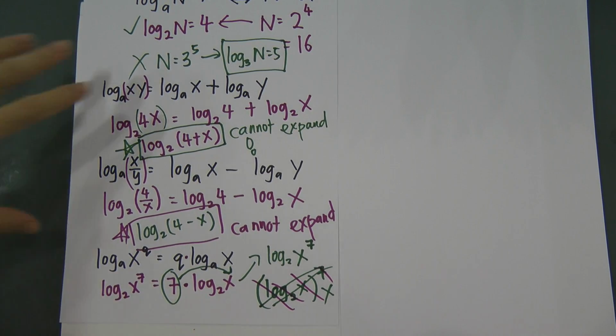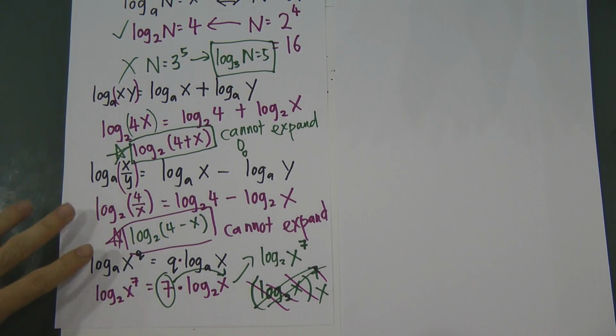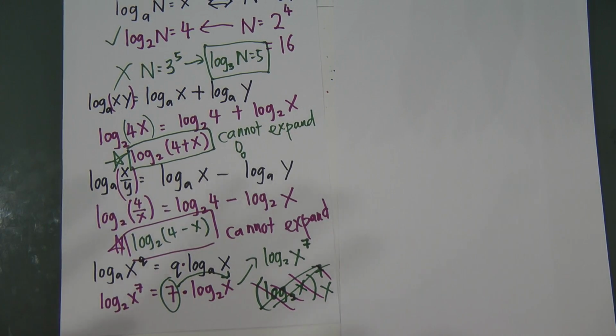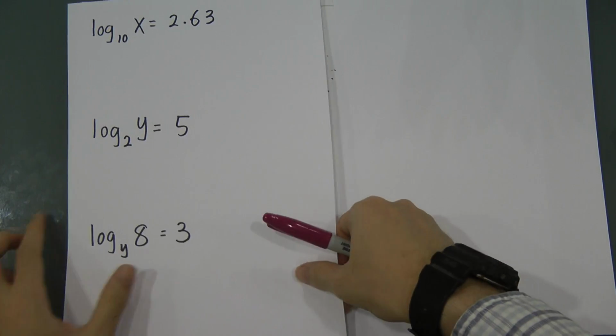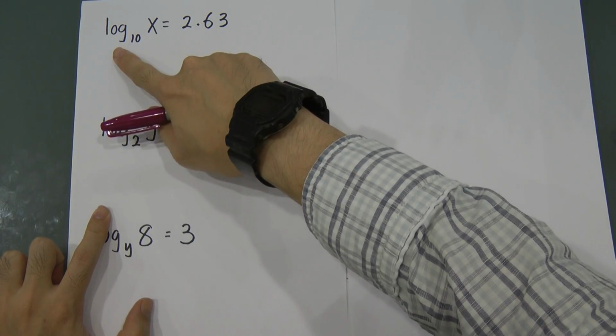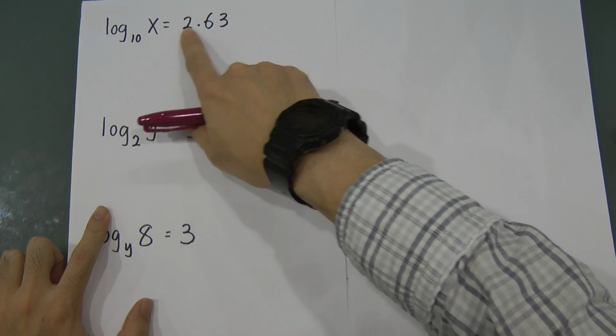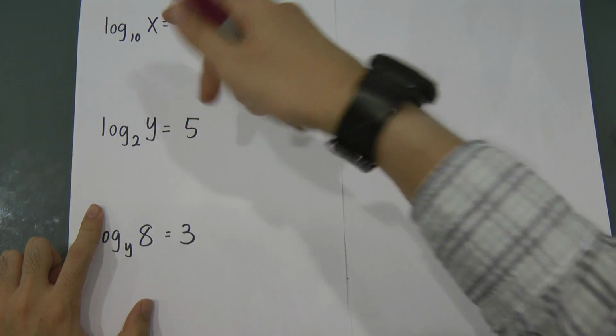I hope you can really understand, and if possible take some time to do some exercise or practice for this, because in order to be competent on this topic, you need to do a lot of practice. Come to the first one, the simplest one. In the exam you will see log 10 of x equals 2.63. It asks you to find x.